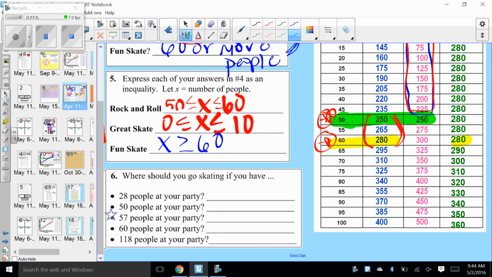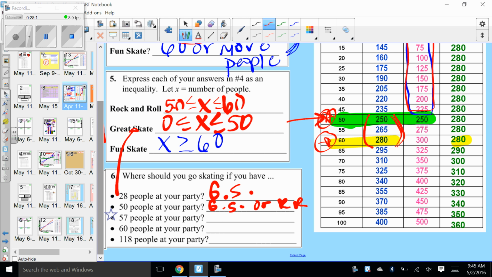So some questions to answer. Where would you go if 28 people are in your group? So where would 28 fit? It's cheaper if you have 50 to 60 people to go here. Oops, this is supposed to be a 50. So with 28 people, you should go to Great Skate. Cheaper, Great Skate. What about 50 people? Well, we've already said that there is a tie for 50 people. You could either go to Great Skate or you can go to Rock and Roll.